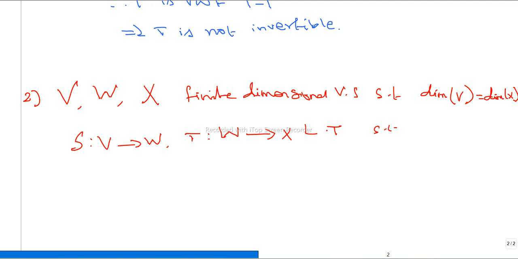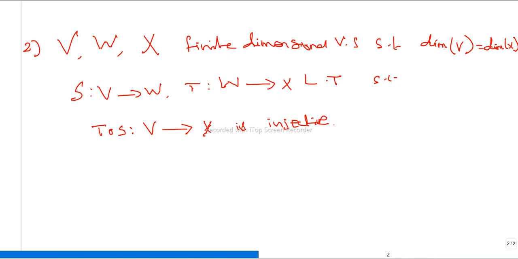The composition T composition S is a function from V to X. The domain of the composition is the domain of S, which is V. The codomain of the composition is the codomain of T, which is X. Therefore the composition is a function from V to X. Now it is given that the composition is injective, that is, 1-1.